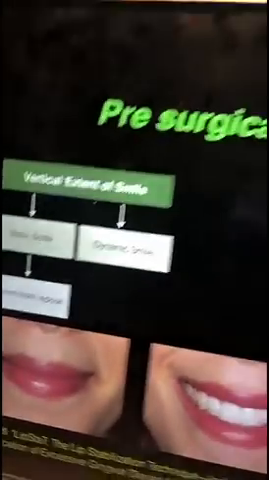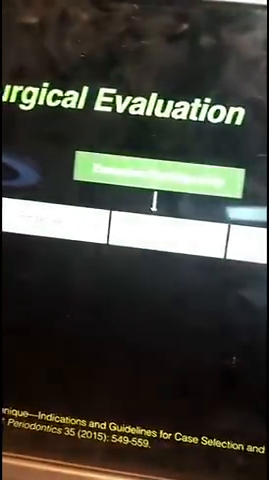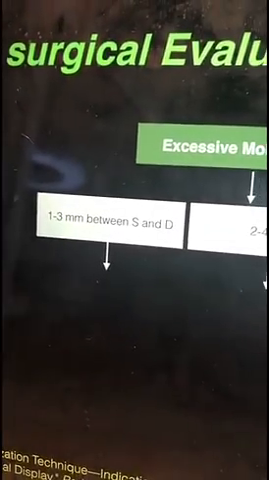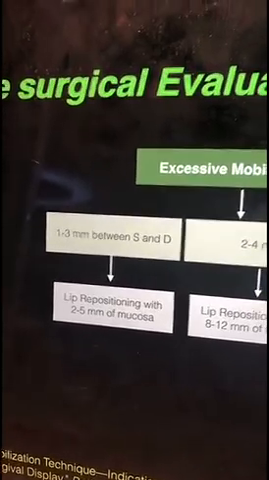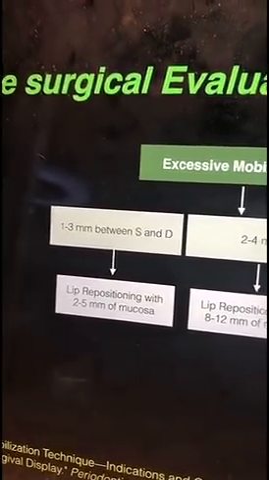If you notice that you have probably 1 to 3 millimeters difference between the static and dynamic smile, I prefer doing lip repositioning. That's where we take the mucosa a little bit lower.